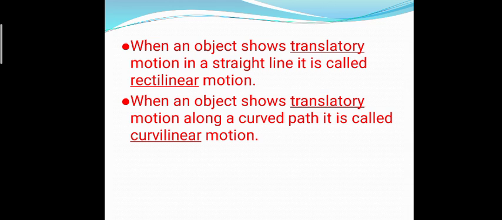When an object shows translatory motion in a straight line, it is called rectilinear motion. And when an object shows translatory motion along a curved path, it is called curvilinear motion.